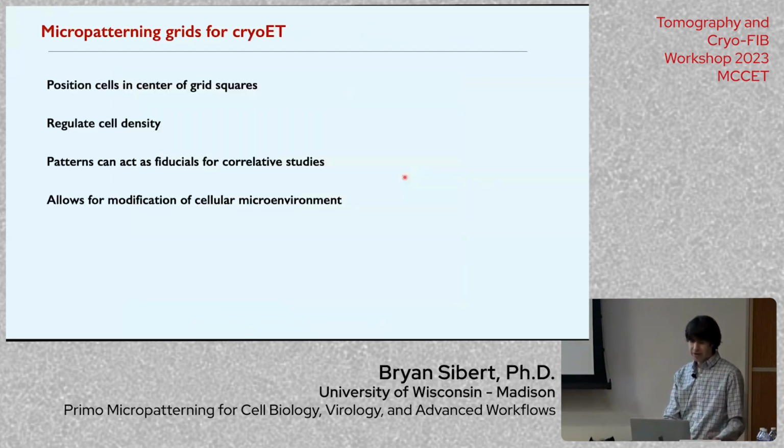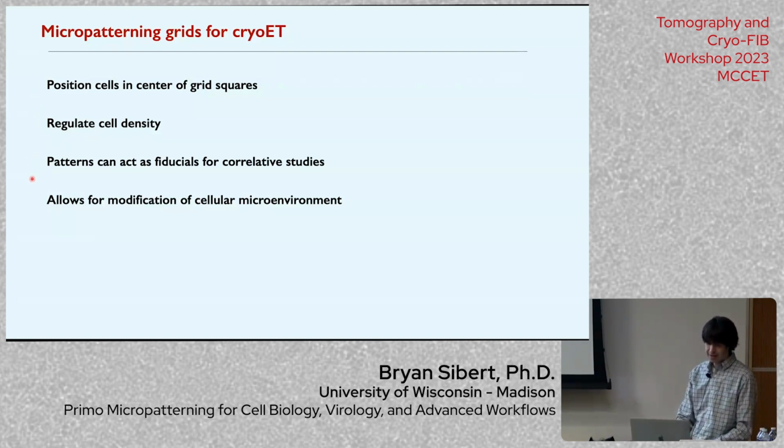And so this is where micropatterning comes in. I guess the top two things that we are looking at for most projects is that we're trying to position the cells in the center of the squares and regulate cell density across the grid. I've found that having an even density across the grid not only helps with data collection, but also vitrification and optimizing freezing parameters, because your thicker cells will freeze differently than the empty areas of your grid.